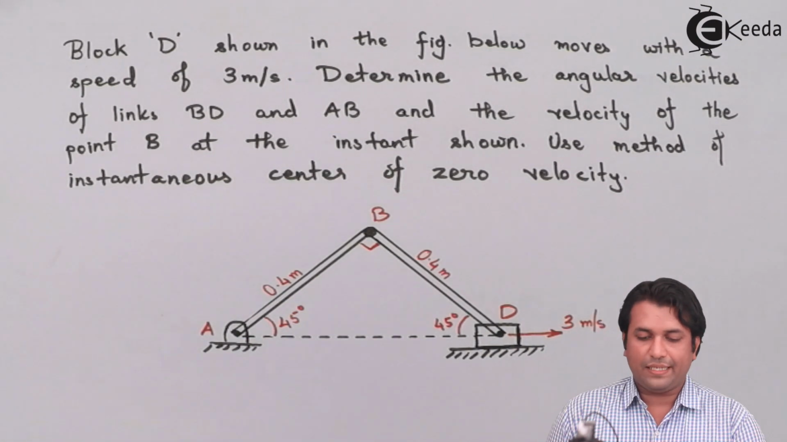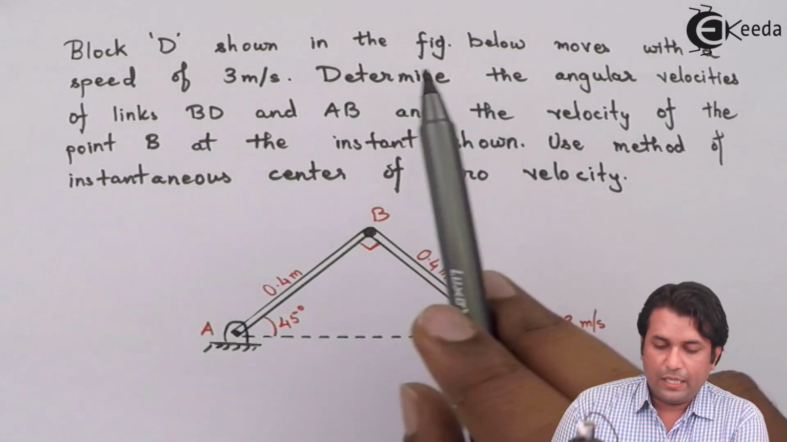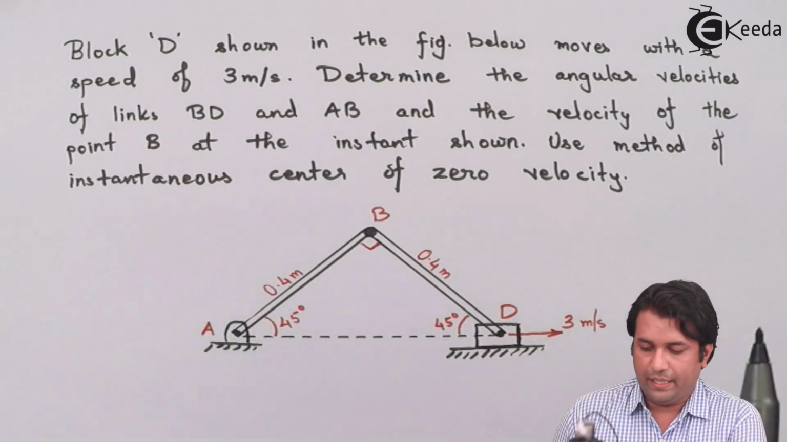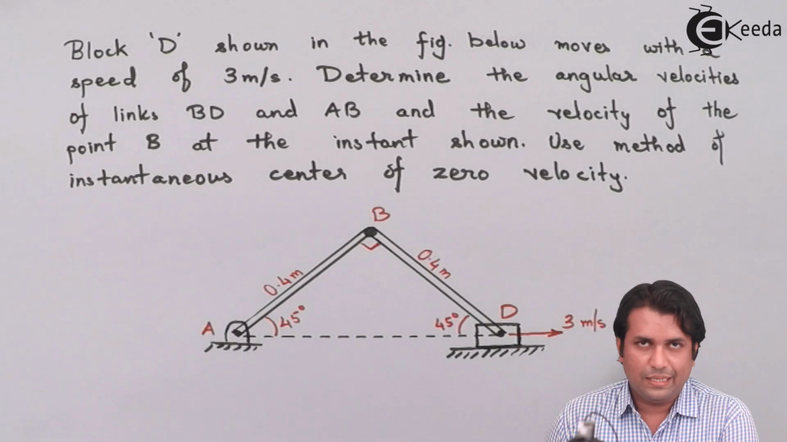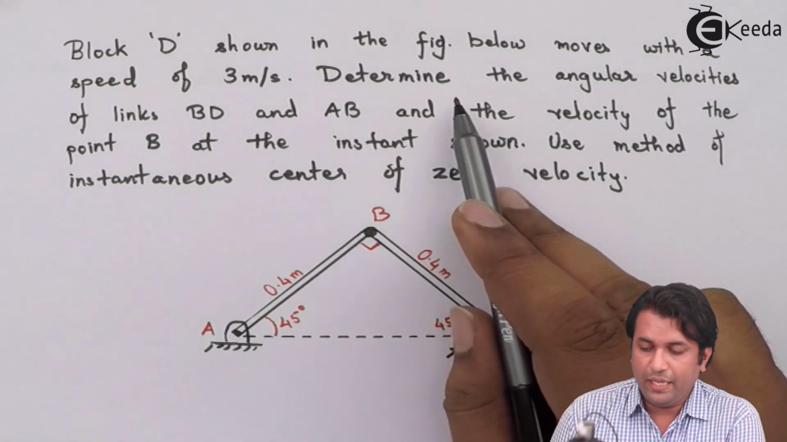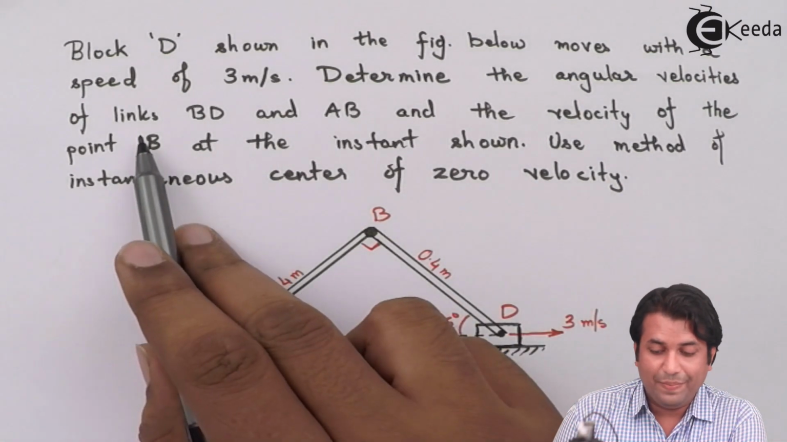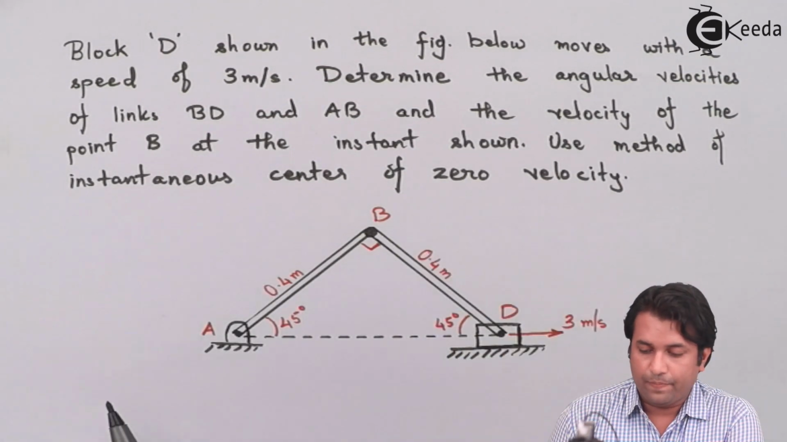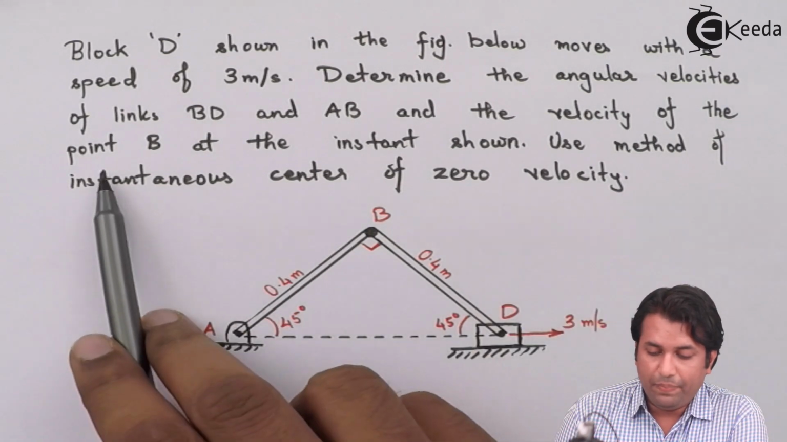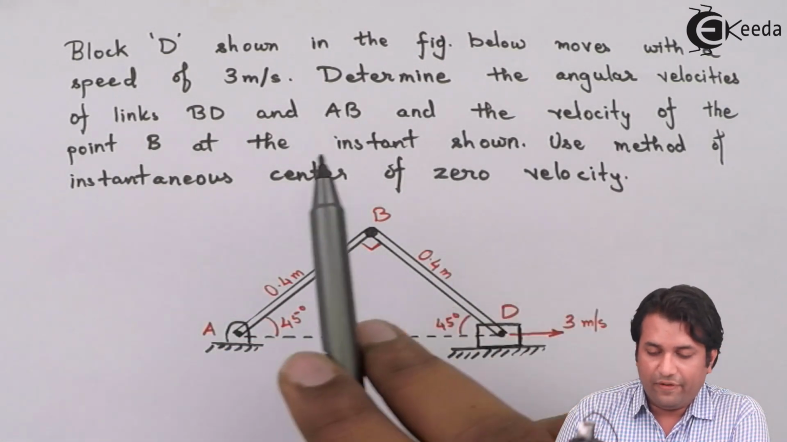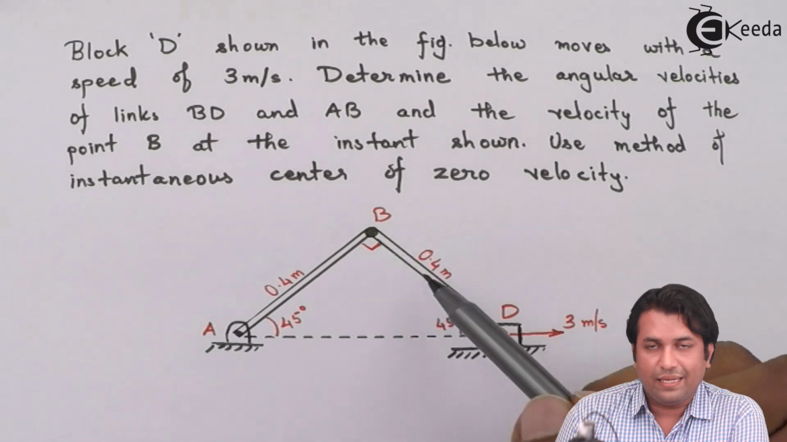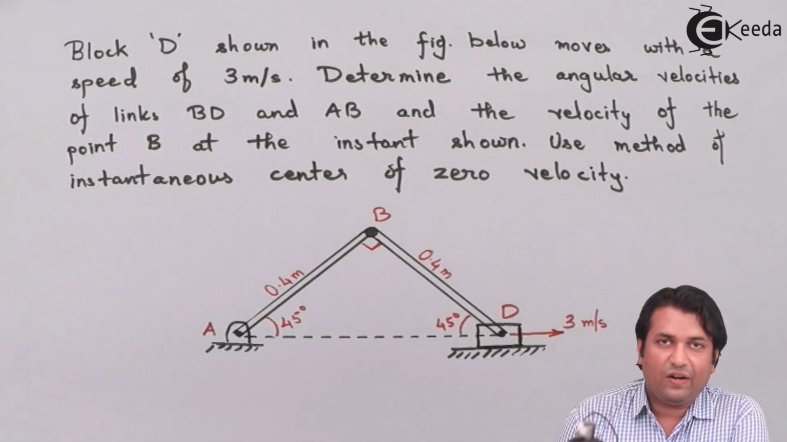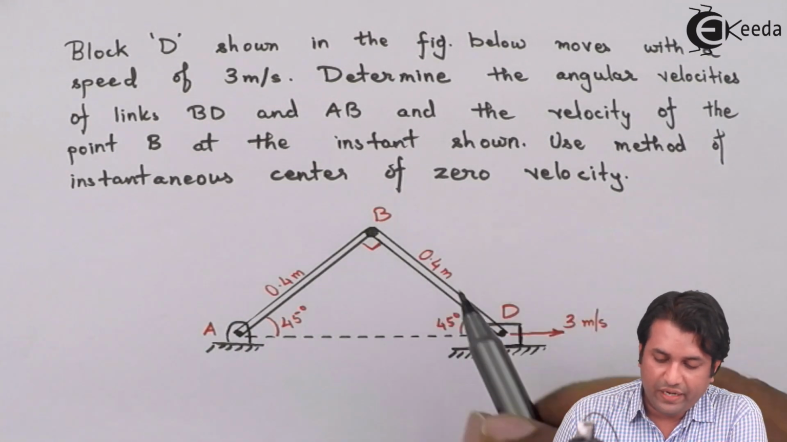Now in this question you can see that it states block D moves with a speed of 3 meter per second, that is towards right. Now determine the angular velocity of link BD, that is this link, and the link AB. Velocity of the point B at this instant. Use method of ICR. Now what we have to do, we know that these are the two different links.